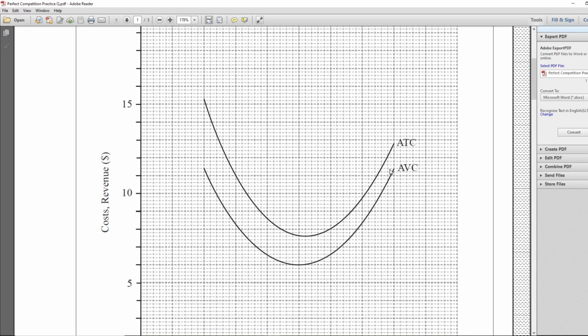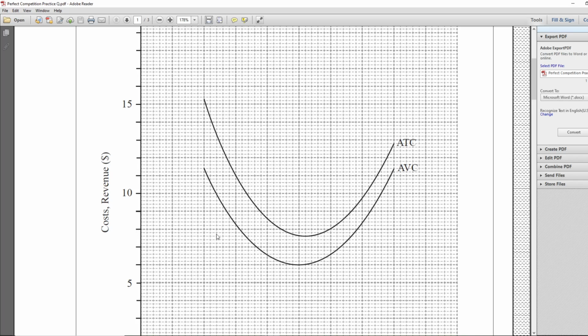So this is what I would suggest you do. When you are answering a question like this, you just have to draw a line beneath the lowest level of ATC, and then write a number next to that line. That will give you a perfect answer.